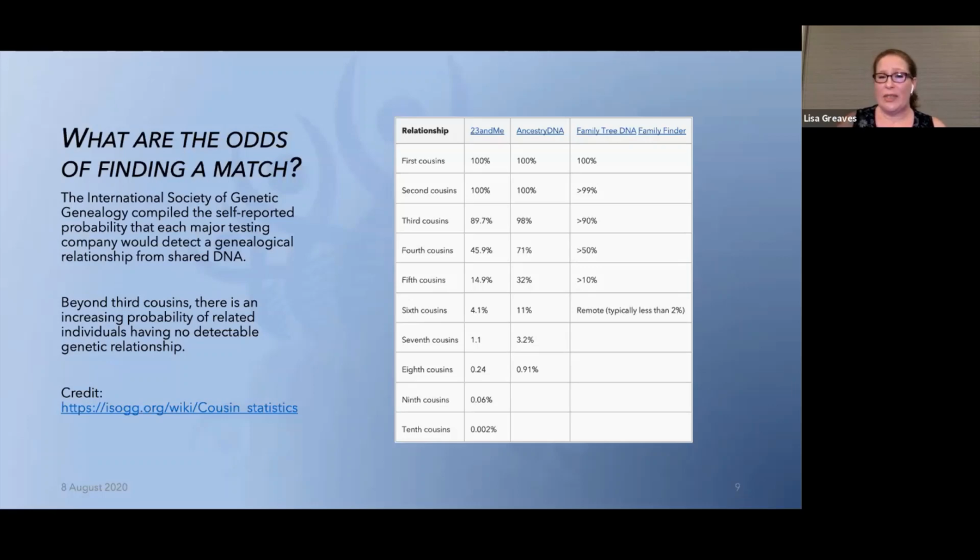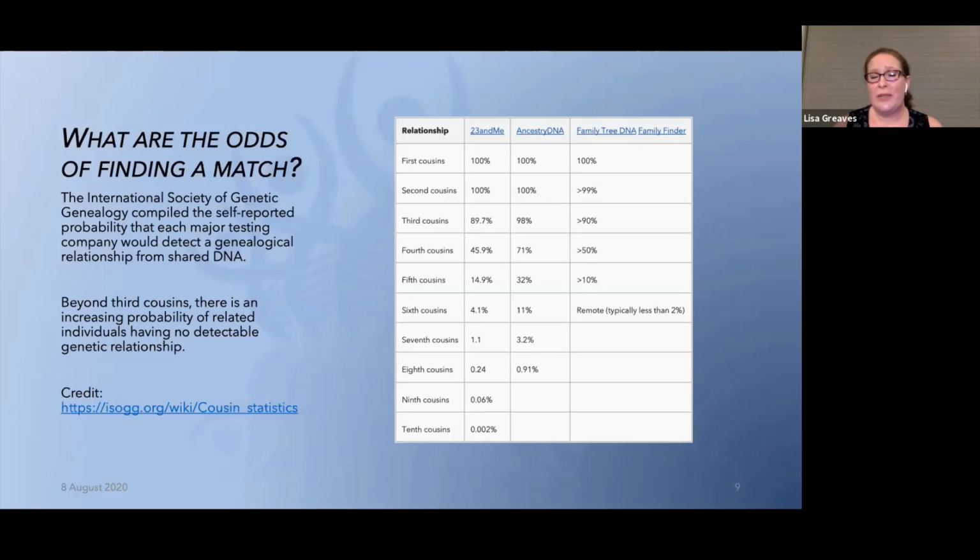But even on Ancestry, when you get down to fifth cousins, you only have a 32% chance of matching with them. When you get down to sixth cousins, you're down to 11% chance. And the reason this is important is because if you're looking for a distant relative, like say your great-great-great-grandfather, you're only going to see a small percentage of your genealogical relatives as your DNA matches. So it's not that they haven't tested, it's not that they're not in the database, it's just that they don't share the same segments from that ancestor that you do. And so you don't match.